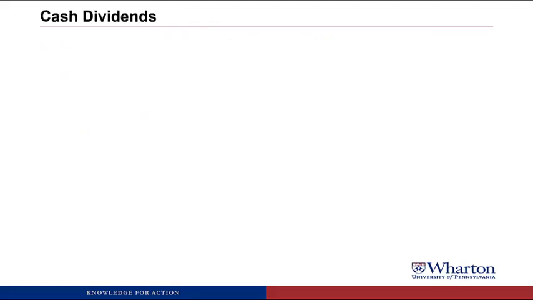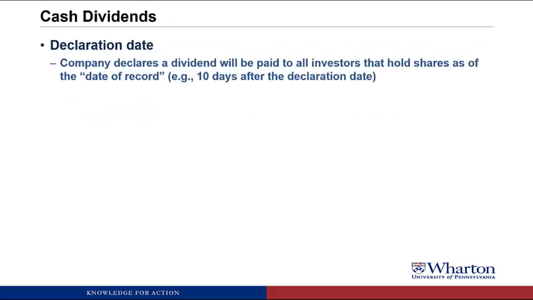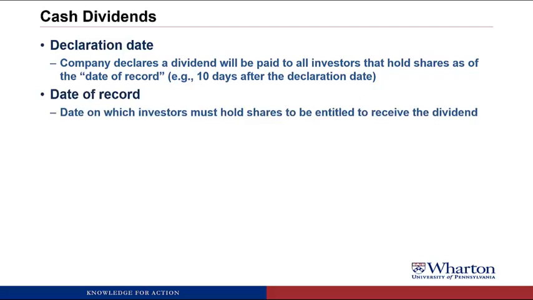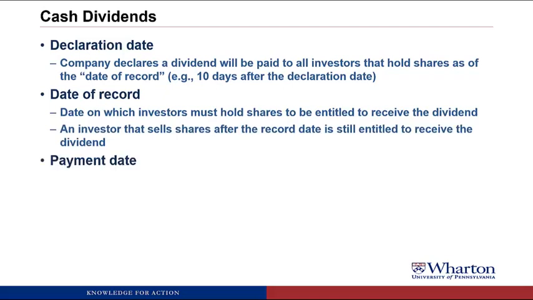And I want to talk about dividends in a little bit more detail than we've talked about them so far. So with cash dividends, there's a number of dates you have to keep in mind. First one is the declaration date. This is the date where the company declares the dividend will be paid, and it's going to be paid to all investors that hold shares as of a date of record, which will usually happen about 10 days after the declaration date. The date of record is the date on which investors must hold the shares to be entitled to receive the dividend. So anyone that's on record as holding the shares as of that date gets the dividend. Even if they sell it after the date of record, they still get the dividend. The payment date is the date on which the firm actually mails the payment to the shareholders.